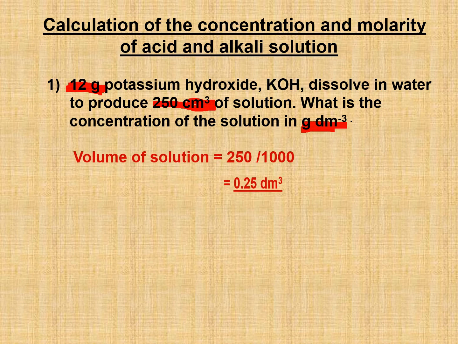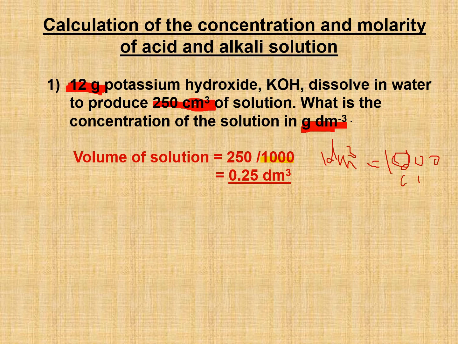The first one, you have to convert the centimeter cube into decimeter cube by dividing it by 1000, because 1 decimeter cube is equal to 1000 centimeter cube.